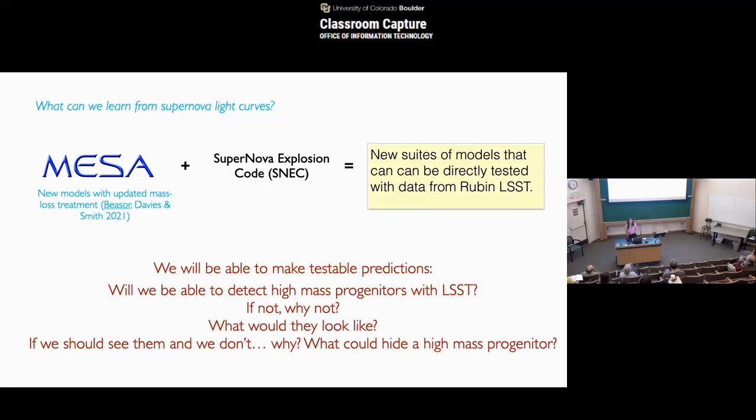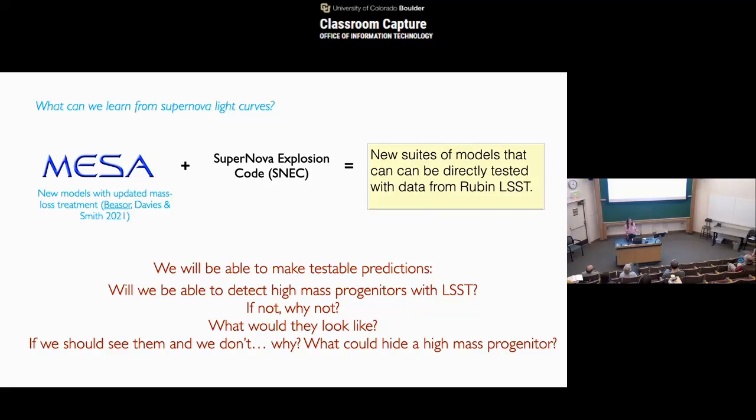So we'll be able to make testable predictions. For example, will we be able to detect high mass progenitors with LSST? If we're not going to be able to detect them, why are we not going to be able to detect them? What else is going on that's kind of stopping us from seeing? What would these explosions look like?